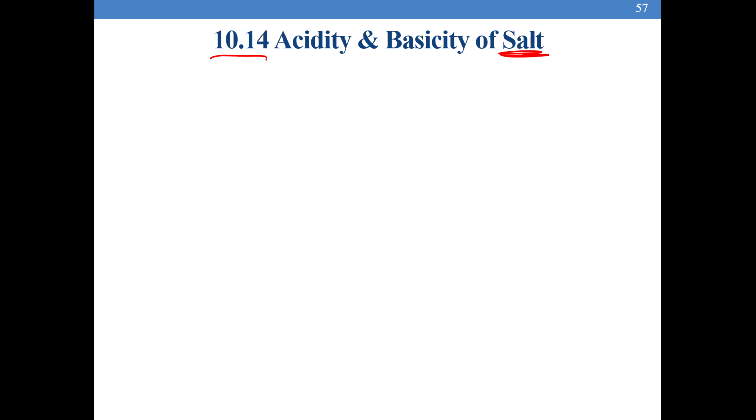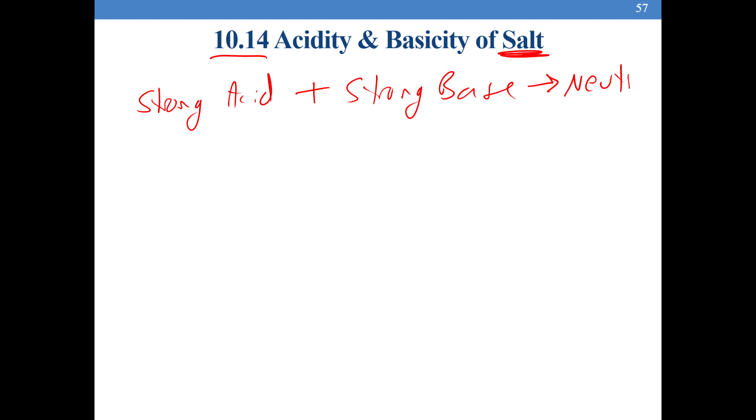Ultimately, think of it this way. If I have a strong acid plus a strong base, so one of the 6 strong acids or 6 strong bases that you need to know, that's going to produce a neutral salt. Okay? So like HCl is one of the 6 strong acids you need to know. NaOH is one of the 6 strong bases. Therefore, sodium chloride, NaCl, is a neutral salt.